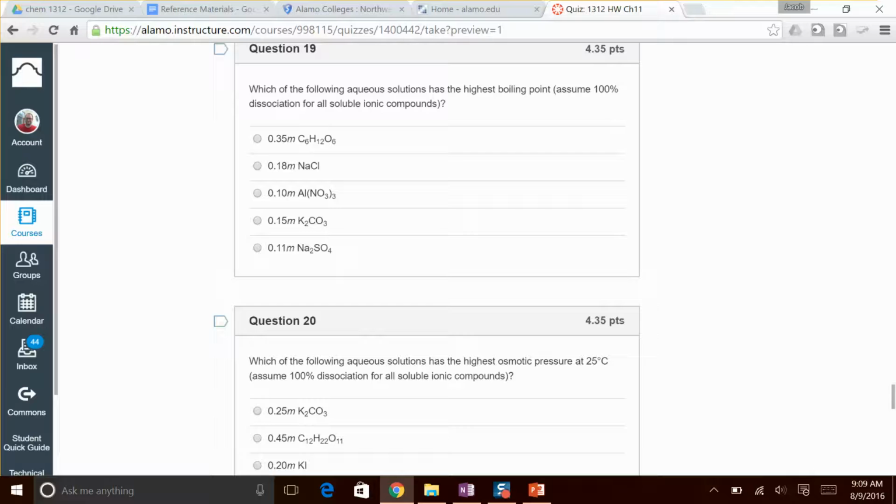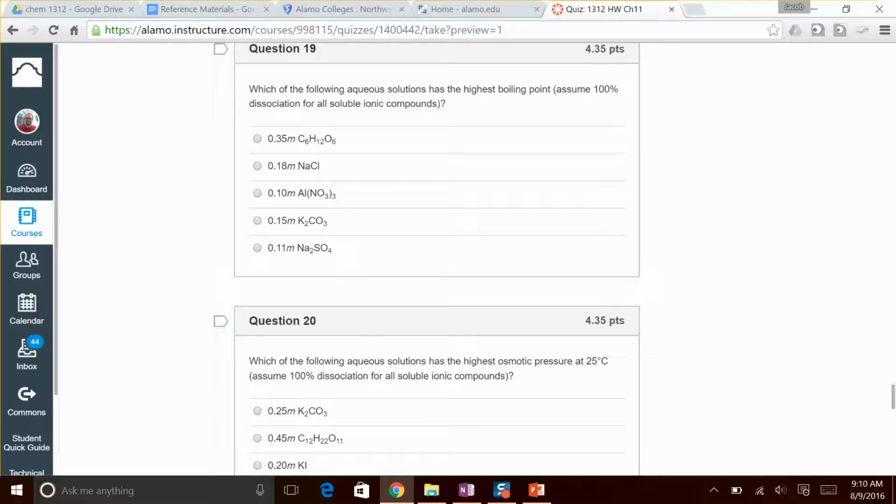Aluminum nitrate, you have how many particles? 4. So that's 4 times 0.1. So that's 0.4. That's going to be greater than the 0.35. Okay, so it's winning there. The other one was 0.36, right, for the sodium chloride. How many particles for K2CO3? So 3 times 0.15, 0.45. Okay. And then for the last one, 3. So that's only 0.33. Wouldn't we just be looking at the ionic chart, like the ionic, polar, and the non-polar?